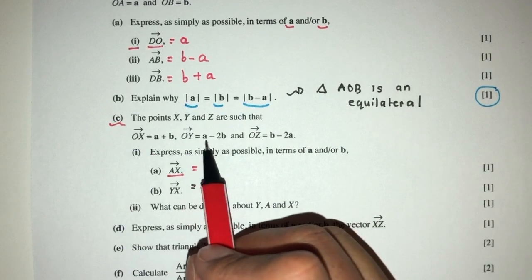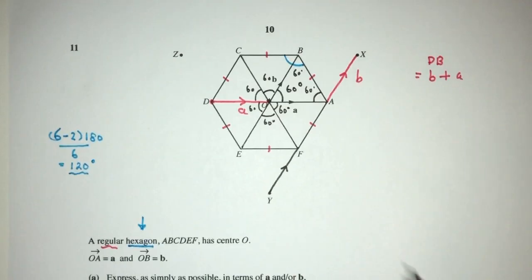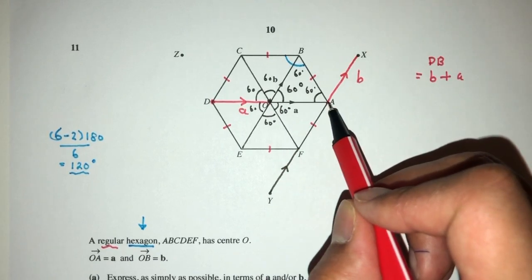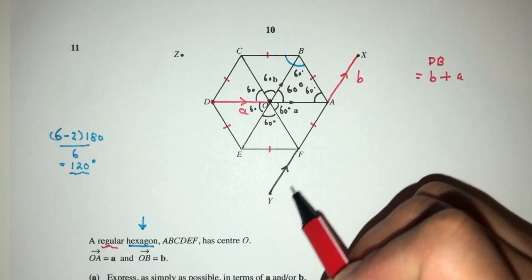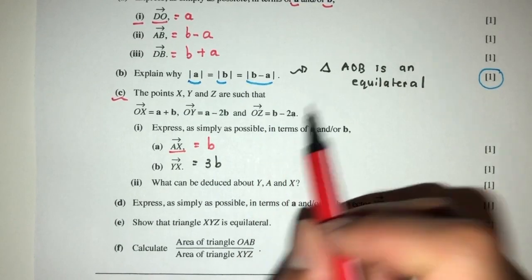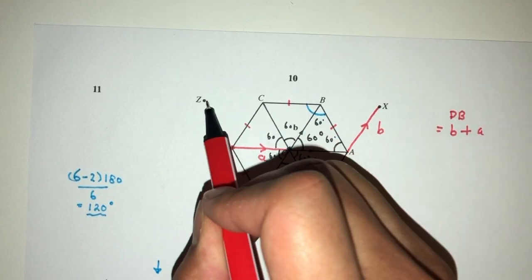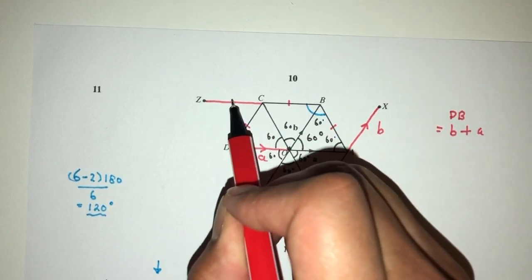Now OY is A minus 2B. O going to Y, A minus 2B, will be in the opposite direction of B, right here. Okay, now we have OZ is B minus 2A, so B minus 2A, which means this is also the value of A.